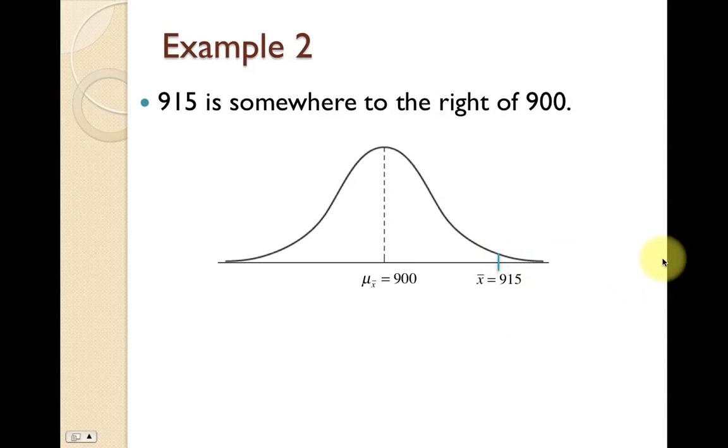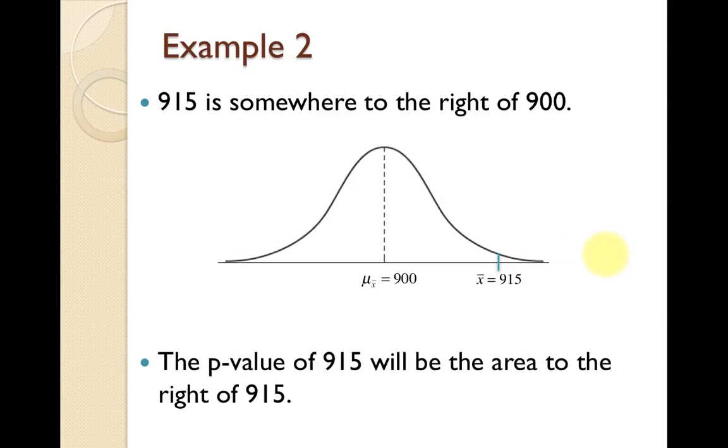In the last example, on the left, the p-value was from negative infinity up to the X bar. So the way p-value is calculated is different based on whether the test is on the left or the right. Regardless, we still want a small p-value, because if we have a small p-value, it'll mean that X bar is pushed further and further away from 900, which gives you strong evidence to reject the null hypothesis. So the p-value of 915 will be the area to the right of 915, all this area up to positive infinity.